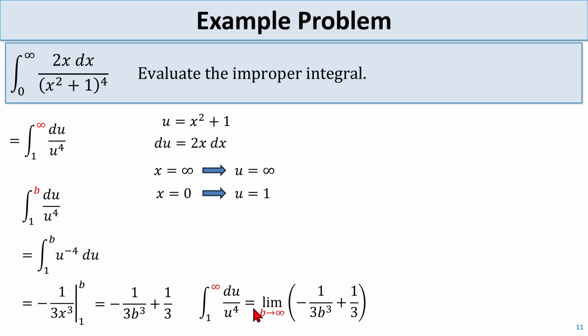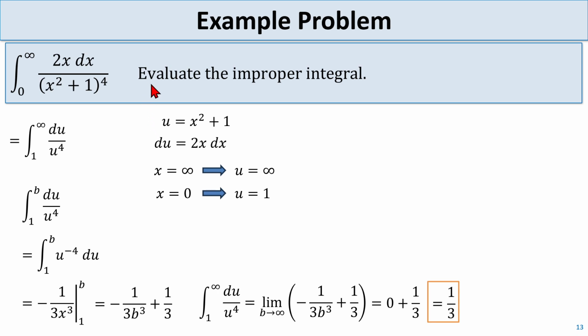As usual, you can do limits term by term. And the limit of the first term, the limit of 1 over 3 b to the power 3 is going to be 0. Because as the denominator gets huge, the entire fraction goes to 0. And the limit of a constant is just equal to that constant, so the 1/3 remains. And adding these together, we get the final result, which is 1/3.